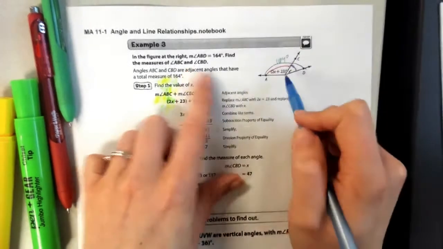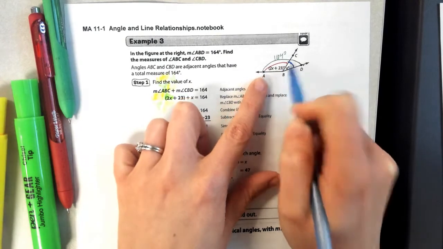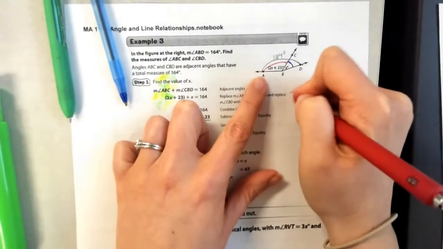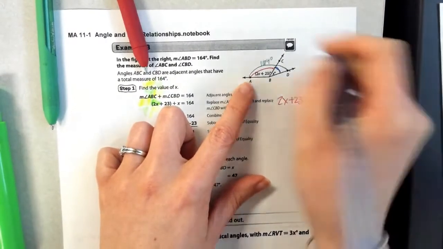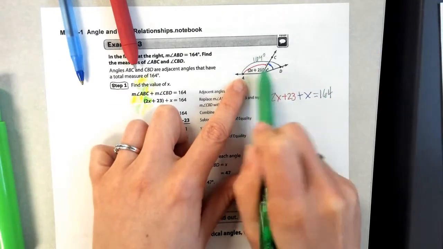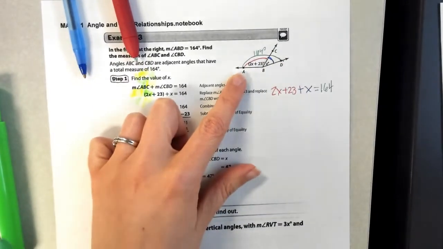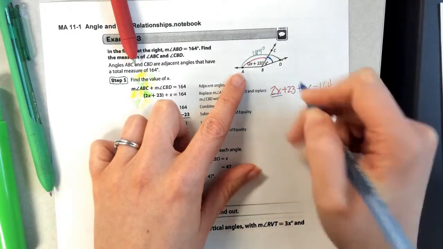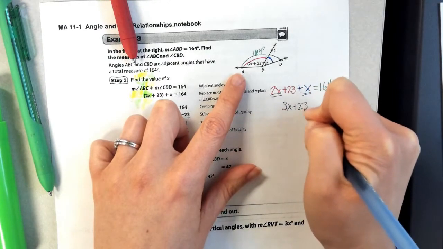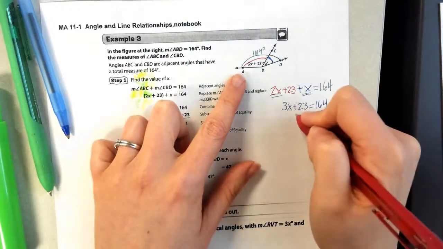Okay? I know that this is 2x plus 23, and I know this is x. So I'm taking my two separate angles, that 2x plus 23, and I'm going to add it with that other angle, and I know that's going to equal 164. When I put the two small angles together, it makes that big angle. From there, you guys know how to solve an equation like that. So I'm going to combine my like terms. So 2x plus 1x is 3x plus 23 equals 164. Once we get to this point, we know we need to get rid of our constant first.